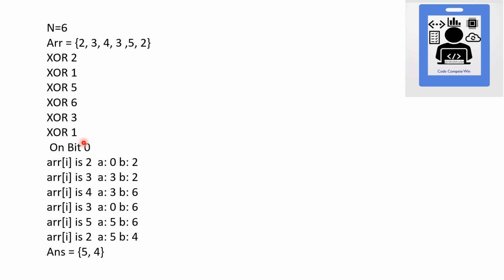And then we will find the on bit in the XOR. So the 0th bit is on. So we will use this 0th bit to differentiate between the two sets. If this 0th bit is on, we will take the element XOR in A, otherwise take the element XOR in B.